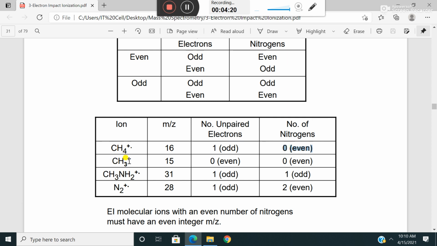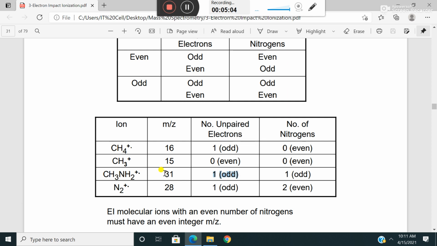What about this one? This has no unpaired electron. It means 0 unpaired electrons, which is an even number, right? So what about the m by z? M by z is 15, which is odd. Number of unpaired electrons, because it does not contain any unpaired electron, is 0, so it is even. So odd m by z, even unpaired electrons, and you are getting even nitrogen. It is this case, even. What about this one? The below one, right? In this, you can see that the number of unpaired electrons is 1, which is the case here.